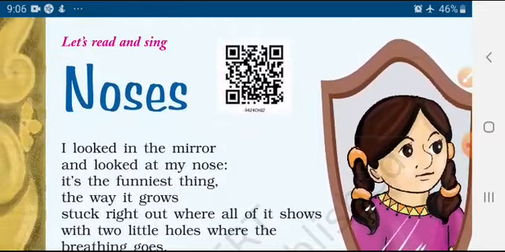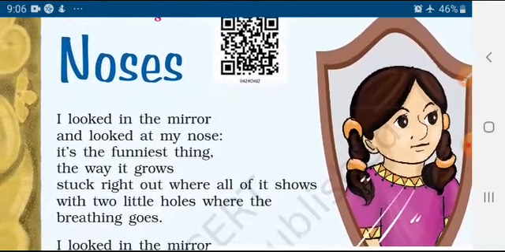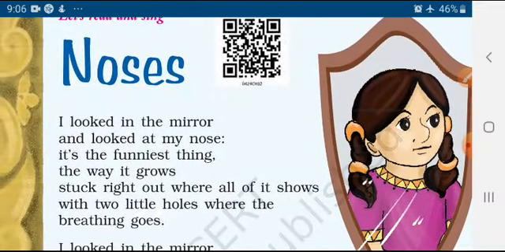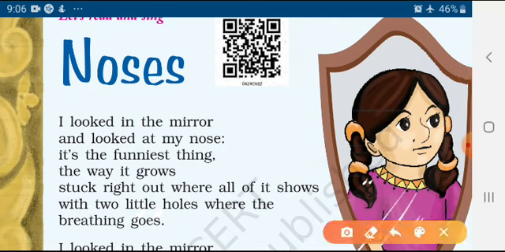Okay, so first we are going for a book reading. So please read with me. When I read, you have to read with me. So yeah, we are going to start.